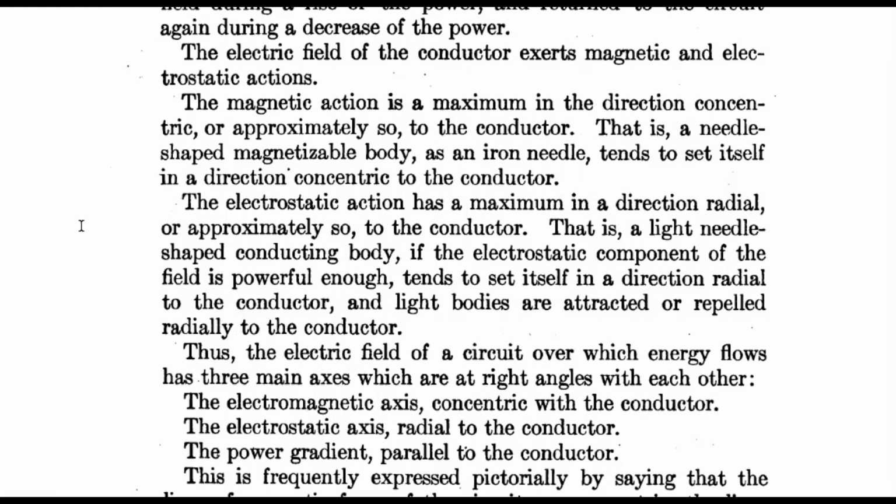The electric field of the conductor exerts magnetic and electrostatic actions. The magnetic action is a maximum in the direction concentric, or approximately so, to the conductor. That is, a needle-shaped magnetizable body, as an iron needle, tends to set itself in a direction concentric to the conductor. The electrostatic action has a maximum in a direction radial, or approximately so, to the conductor. That is, a light needle-shaped conducting body, if the electrostatic component of the field is powerful enough, tends to set itself in a direction radial to the conductor, and light bodies are attracted or repelled radially to the conductor.